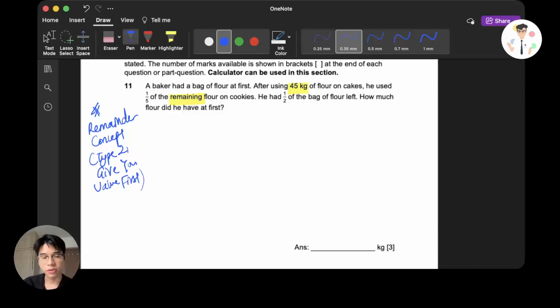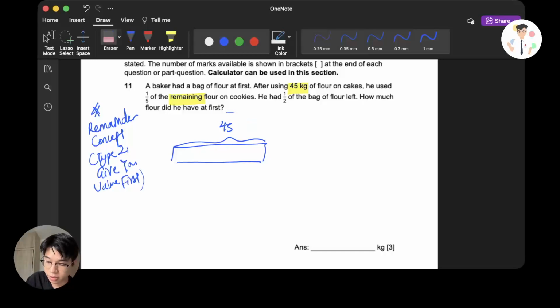Okay, so let's look at this question. A baker had a bag of flour at first, after using 45 kg of flour on cakes. So I use a model. This is 45 and this is on cakes.